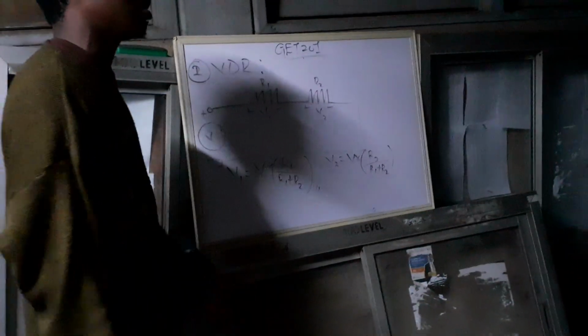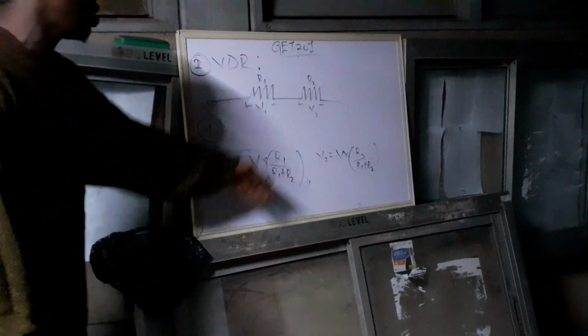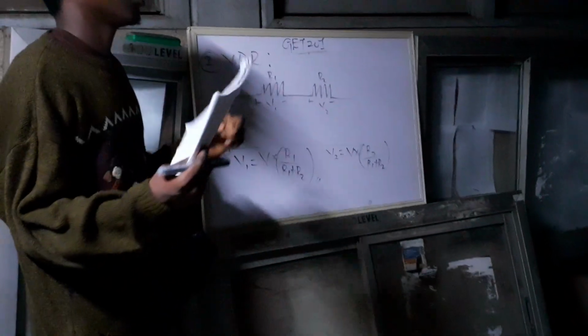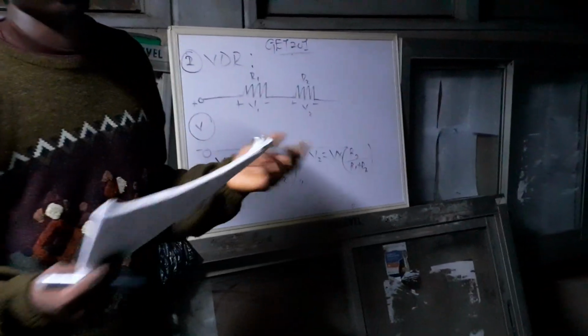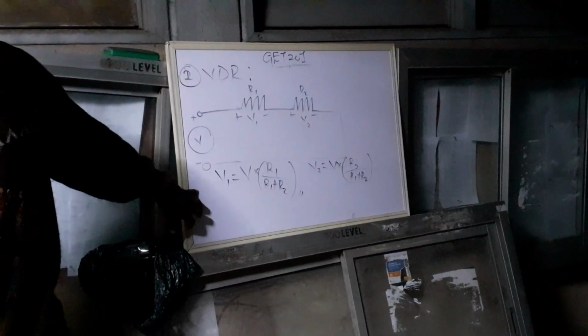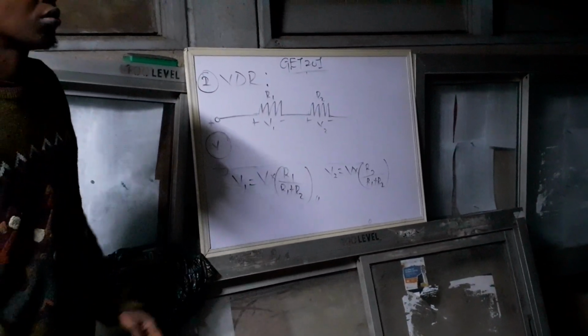So this also makes network analysis easier. If you want to find the voltage across one resistor, you can just quickly do this, given that the resistors are in series. If they are not in series, it won't work. So this is the voltage divider rule. Can we move on? Do we understand?